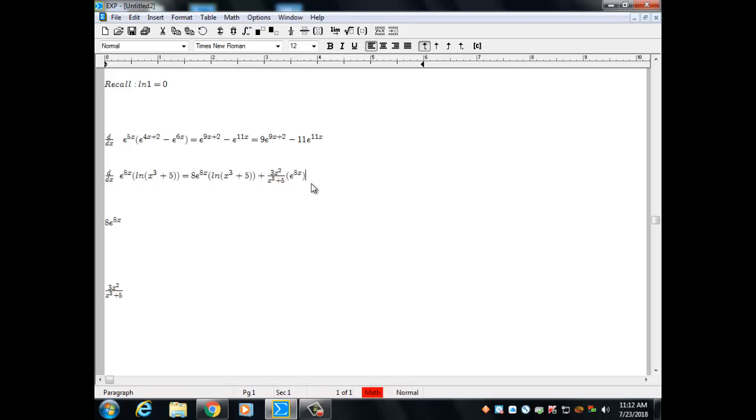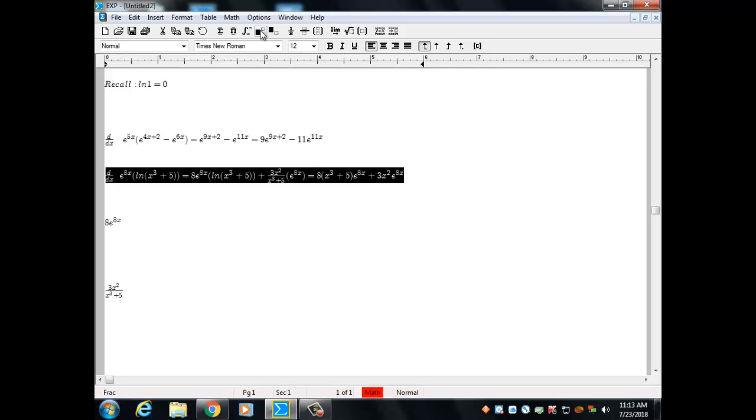So in that case, there is no easy way, right? The only other thing you could do would be to make this 8 ln of x cubed plus 5 times e to the 8x plus 3x squared e to the 8x, all over x cubed plus 5.